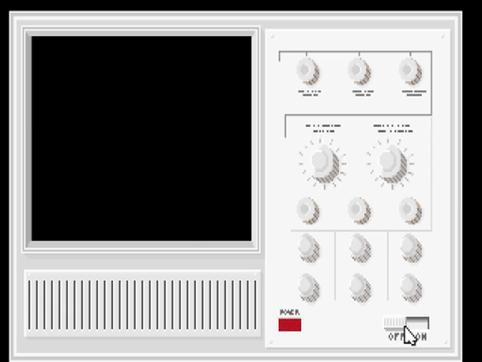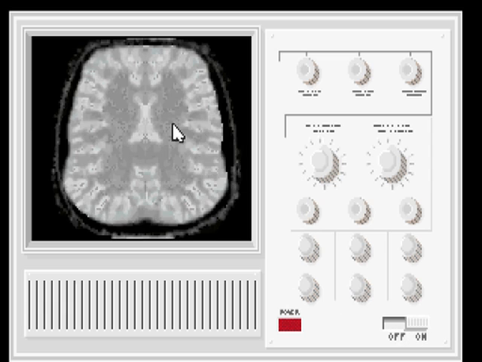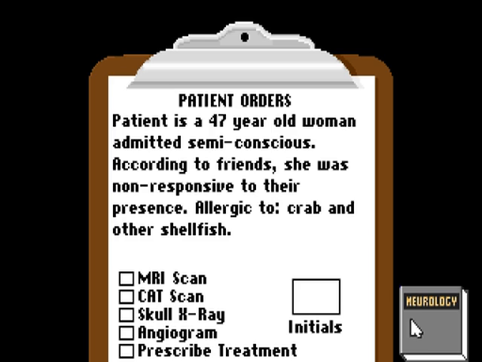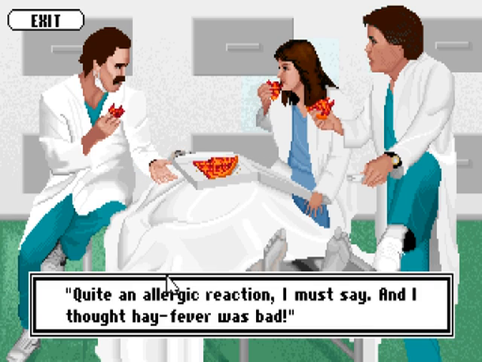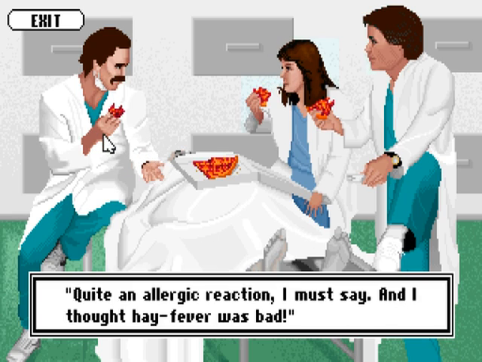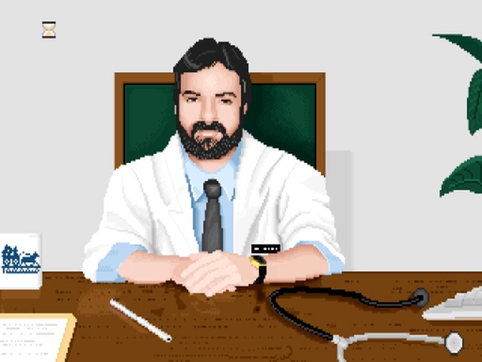Let's see. Yeah, well, we are definitely looking at something here. You know, they don't really teach this stuff in medical school. Let's try a CAT scan. Code red in the CAT scanner. Quite an allergic reaction, I must say. I thought hay fever was bad. What? Was somebody eating crabs in the CAT scanner? That's what she's allergic to, crabs.